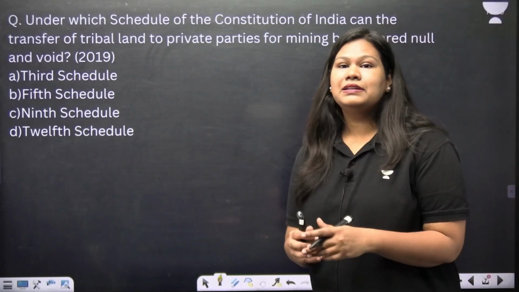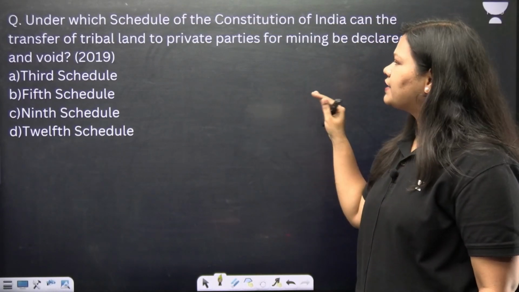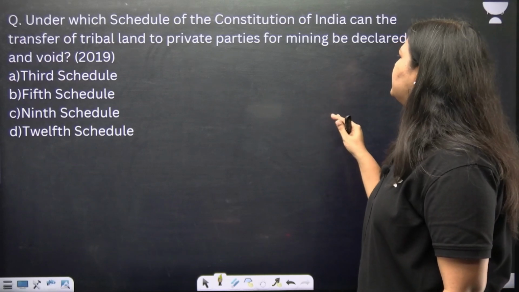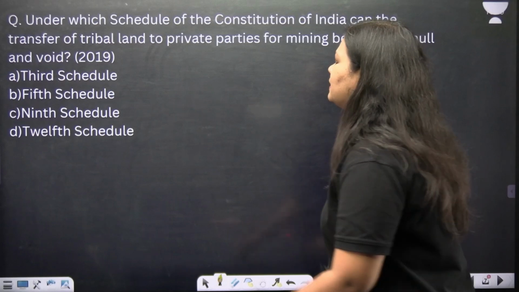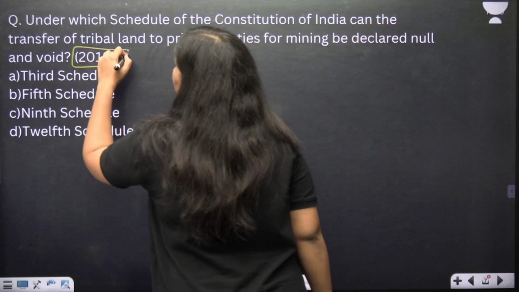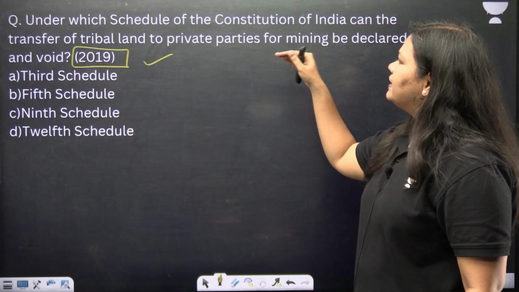Now question number 3. Under which schedule of the Constitution of India can the transfer of tribal land to private parties for mining be declared null and void? So we need to identify the correct schedule. This is also a PYQ. It was asked in the year 2019. So we need to identify the schedule.